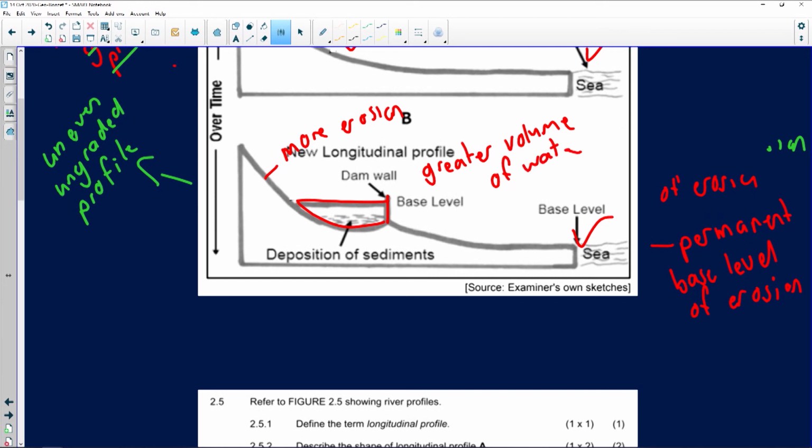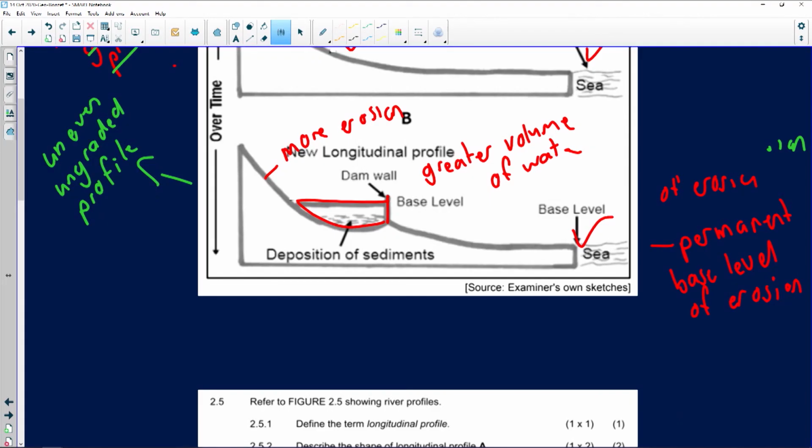So if you increase the volume of water, you're going to increase the erosion capabilities, definitely. Now there's going to be more erosion. We can also mention the erosion temporarily stops at the dam, so this is where it ends because it fills up over here. And then what happens, especially down the dam wall? Now remember, we have removed the volume of water below the dam because of the dam wall. So what happens over here? Less erosion below the dam.